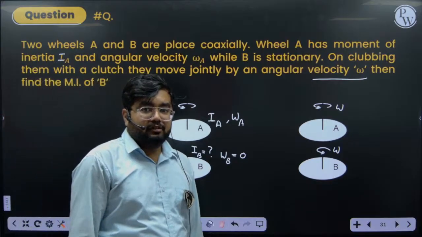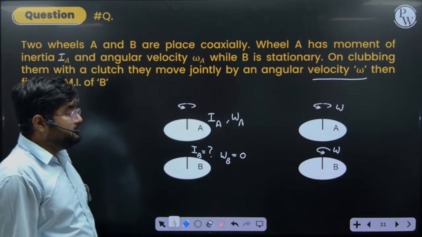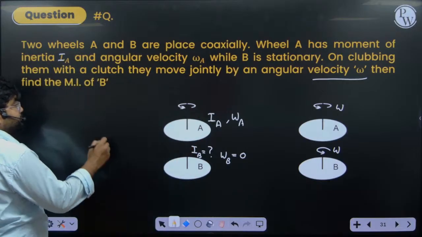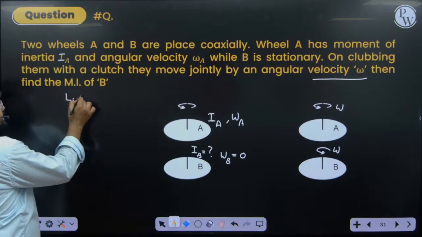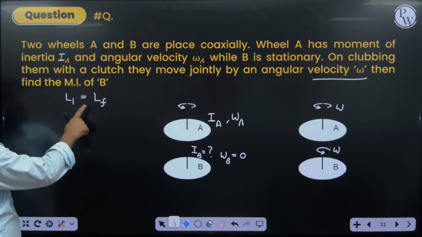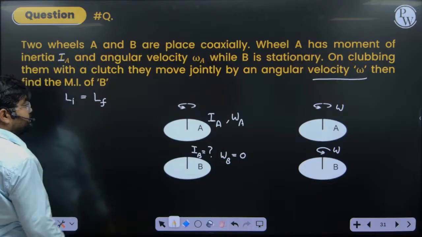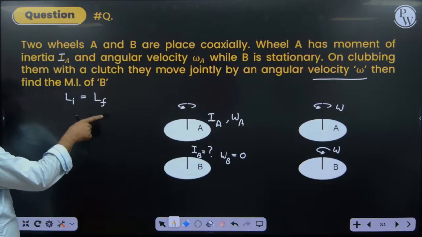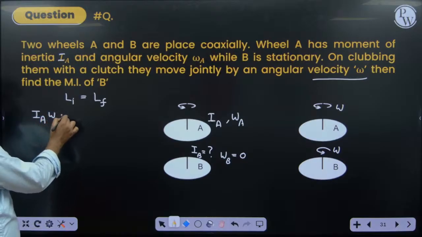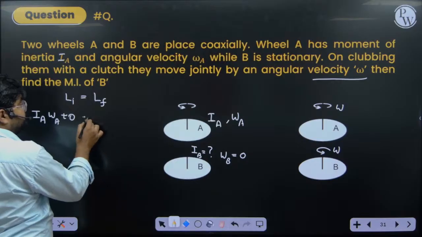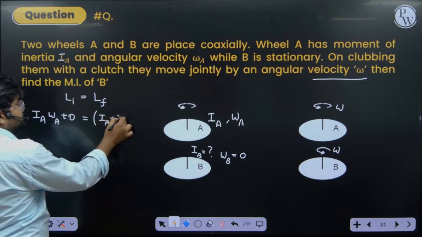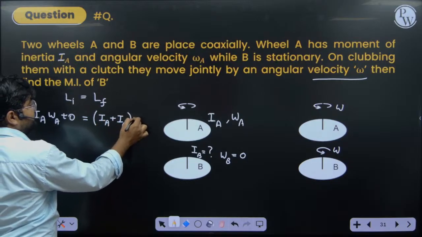So this can be solved with the help of angular momentum conservation, as the torque about this axis is going to be 0. So initial angular momentum equals final angular momentum. Initial comprises both A and B, and final also comprises both A and B. For initial, I can say angular momentum of A plus angular momentum of B, which is 0. And for final, I can say the total moment of inertia into the omega.